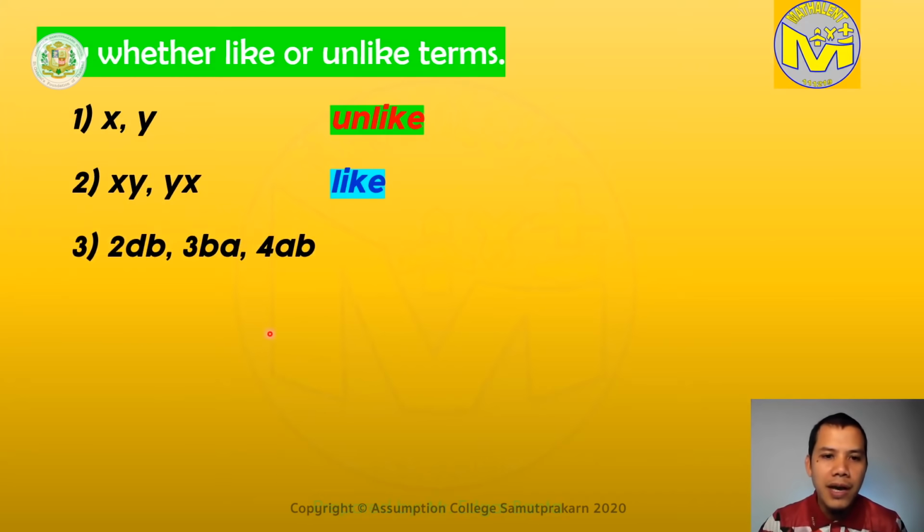Next, we have three terms here. 1, 2, 3. What do you think? Are they unlike or like terms?